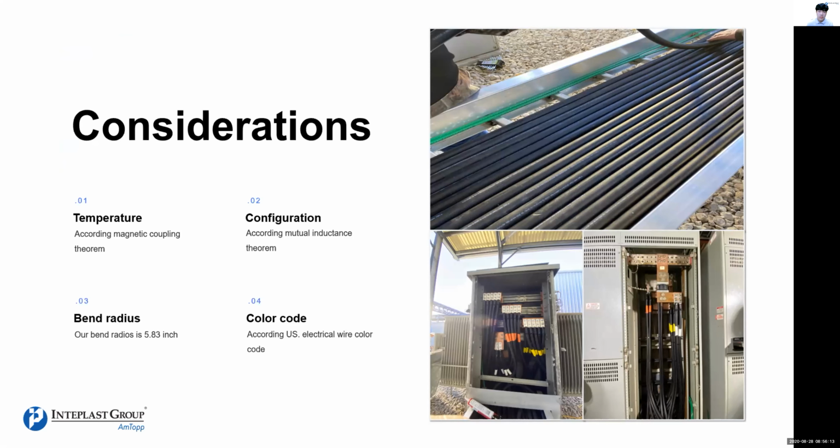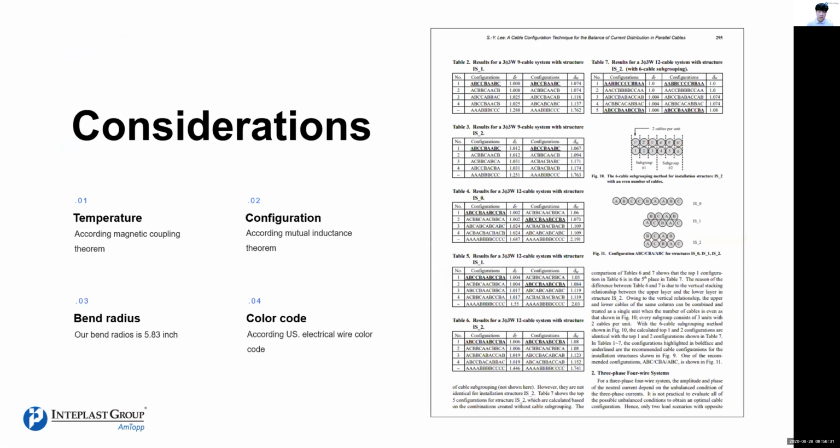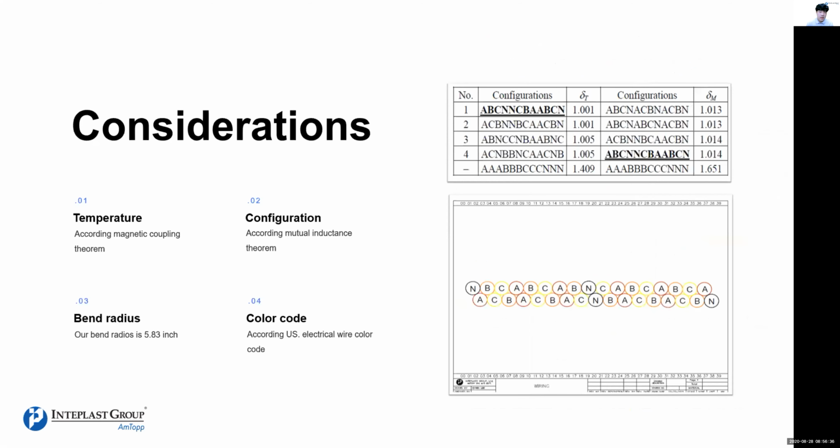We need to consider some points when drawing a picture. First, we need to consider the temperature and configuration. According to the mutual inductance theorem, the current flowing through each wire generates a magnetic field, which will cause the wire to heat up and reduce the efficiency. So I referred to some papers to find the most suitable configuration. The index values of the created cable configuration patterns are calculated and sorted to obtain the top configuration, which has good current distribution performance.